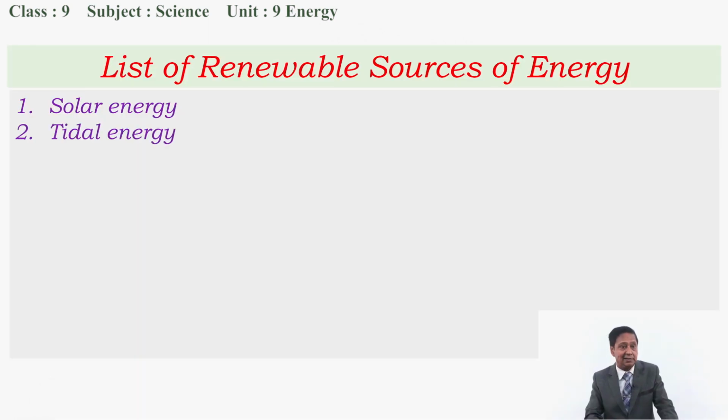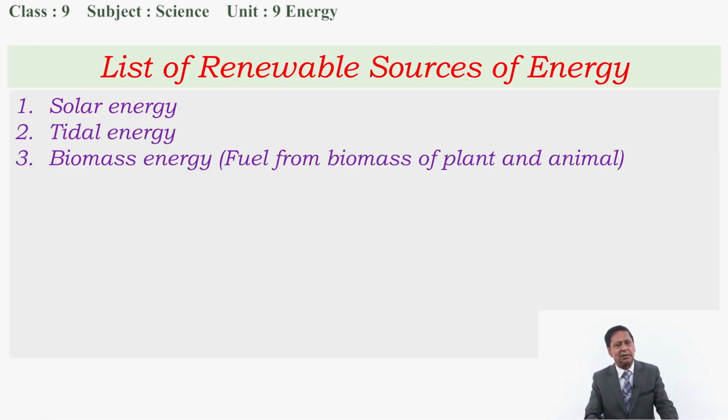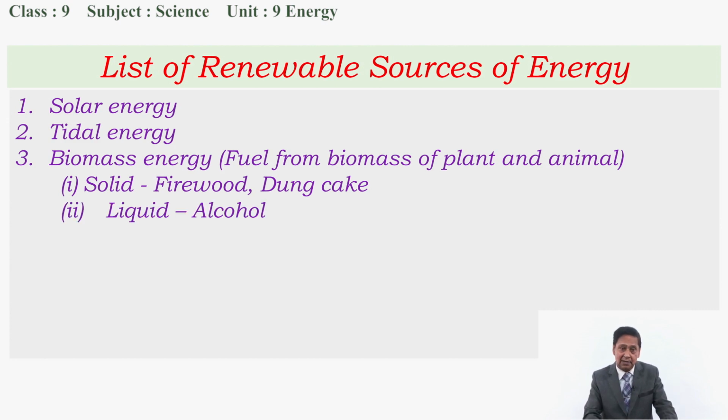Okay. After this understanding, why don't we make a list of renewable and non-renewable source of energy? Let's start to make a list of renewable source of energy. Solar energy, another is tidal energy, biomass energy. Actually, biomass energy is obtained in three different states. In solid state, the firewood, dung cake, etc. And in liquid state, alcohol. And in gas state, it is biogas. These are the biomass energy available in the form of solid, liquid and gas.